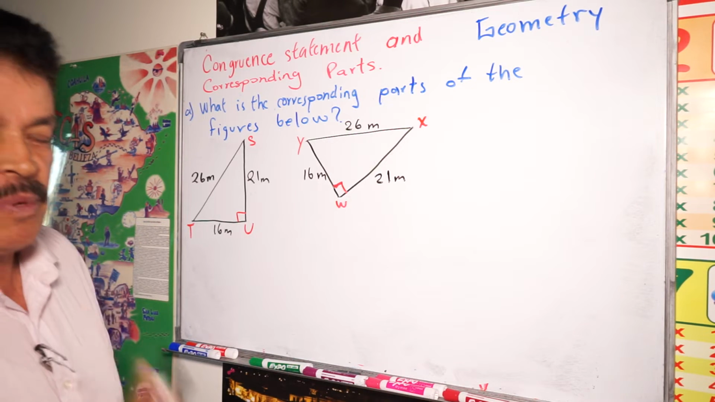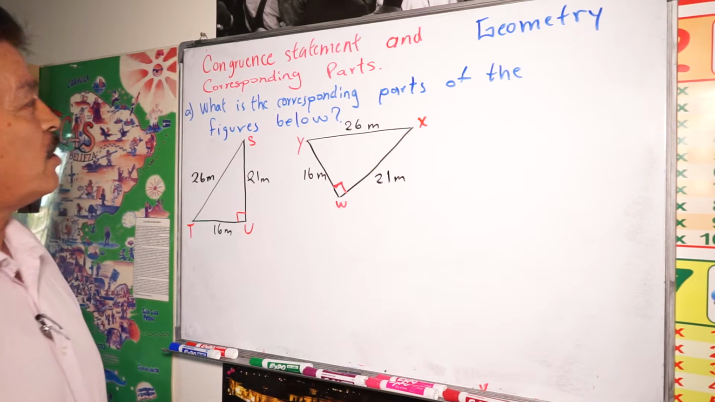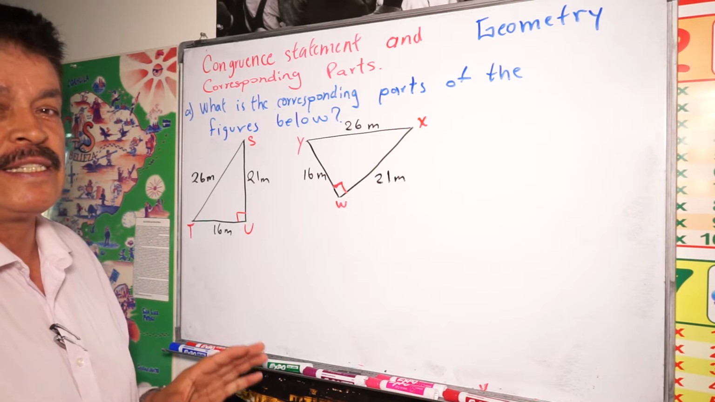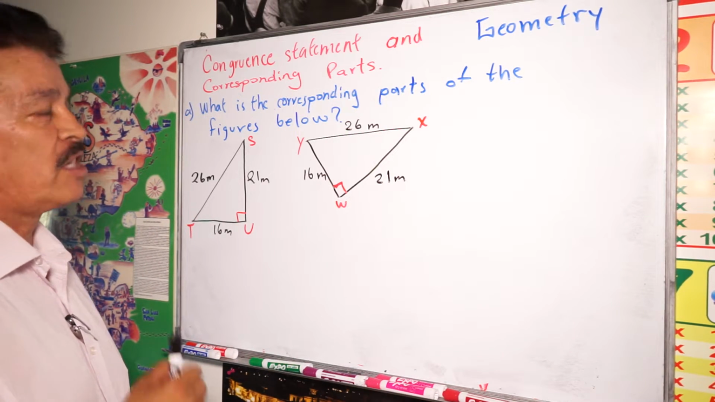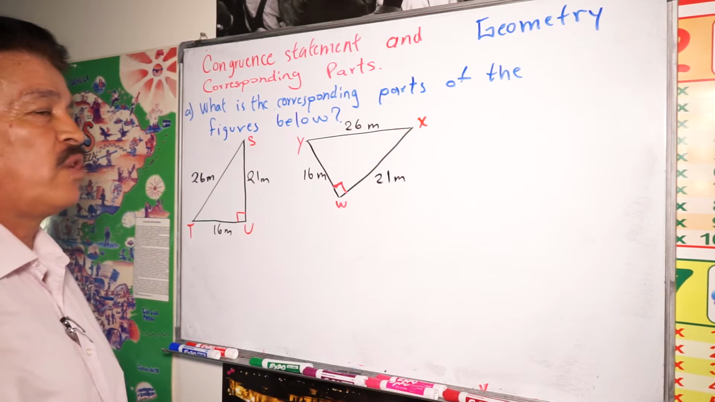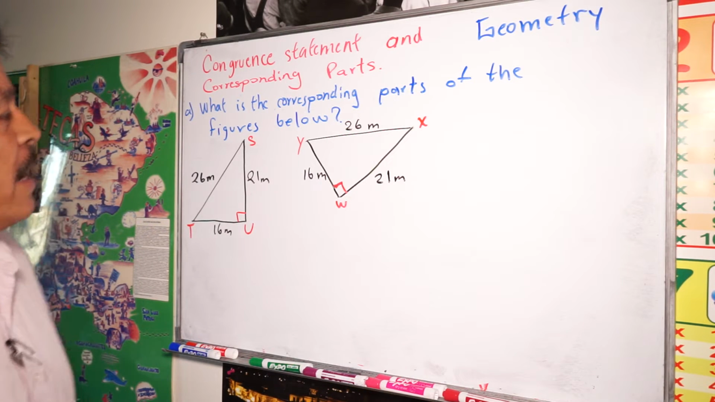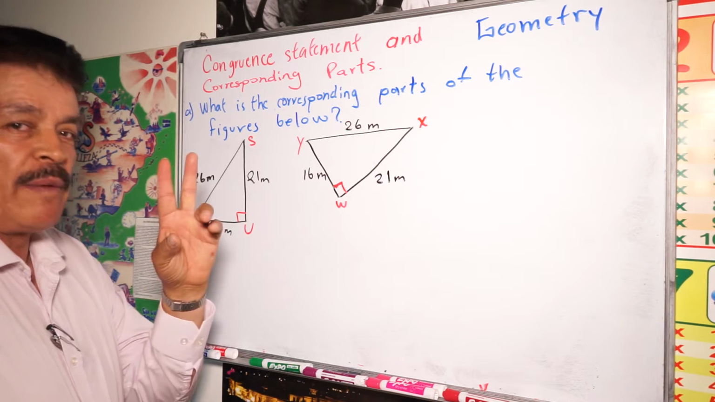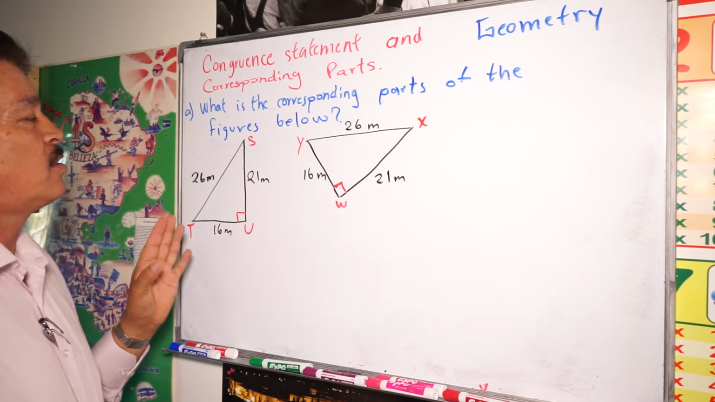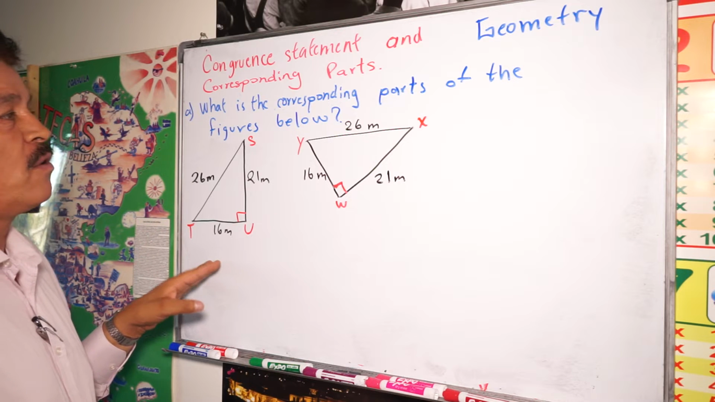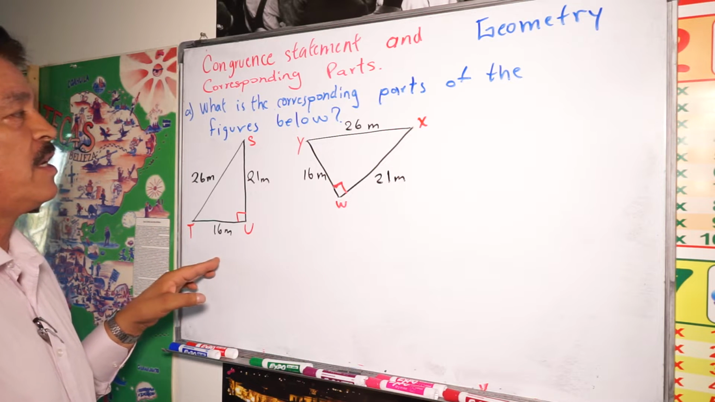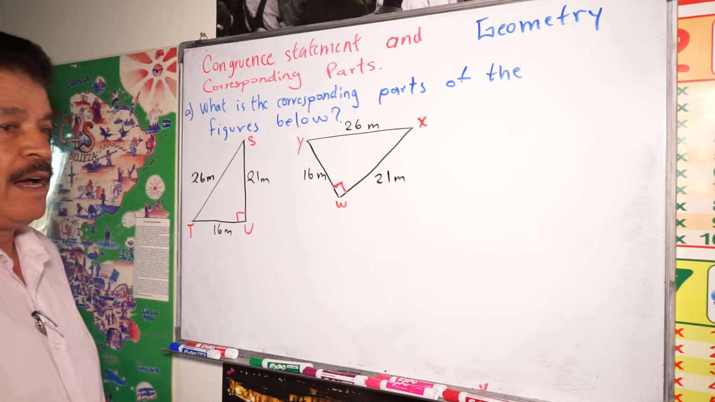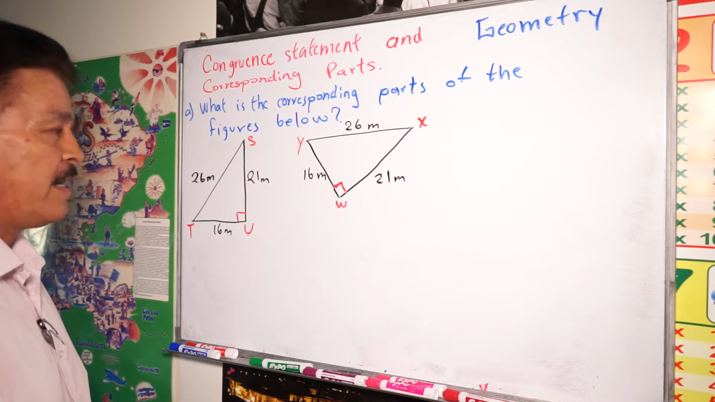We have this topic for today. I'm going to show you what the congruence statements and corresponding parts are, and we are talking about triangles. In this case, I want to show you two problems. What are the corresponding parts of these figures below? These triangles below.